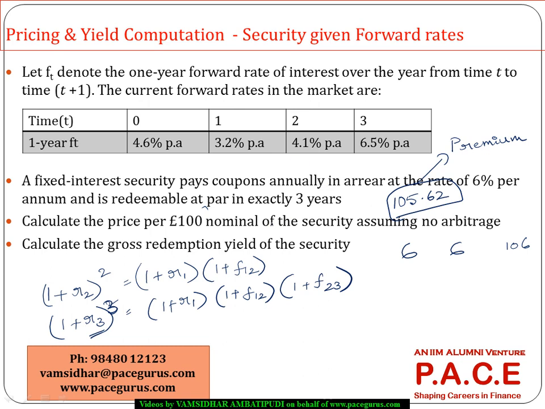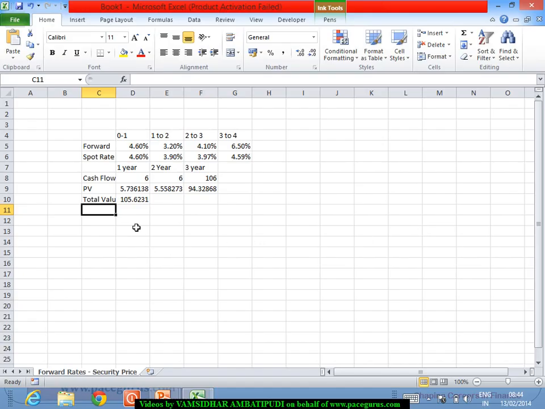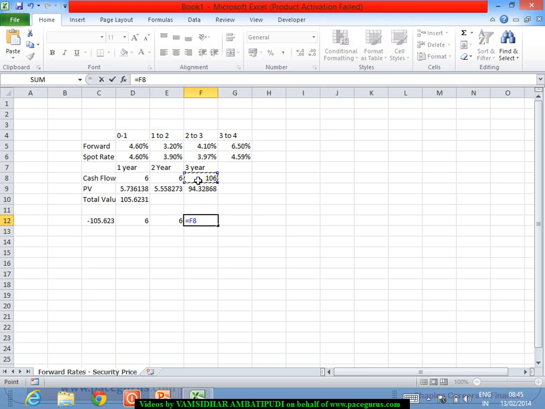And now if I want to know what is the gross redemption yield associated with that particular bond, I know the cash flows. Right now there is an outflow of 105. At the end of 1 year, I'm going to get 6. At the end of 2 years, I'm going to get 6. And at the end of 3 years, I'm going to get 106. So based on this, I can find out the IRR. That is the gross redemption yield.